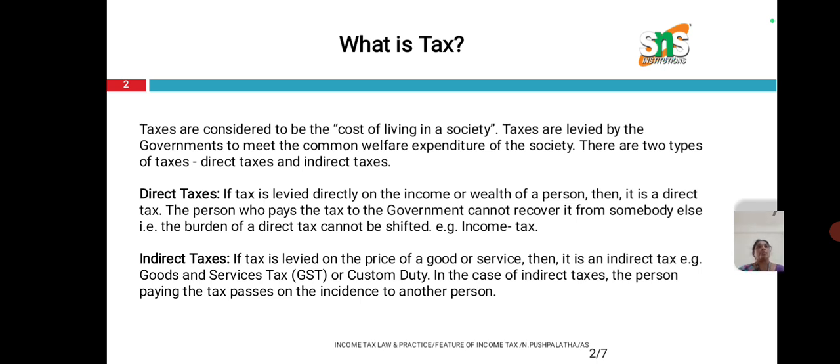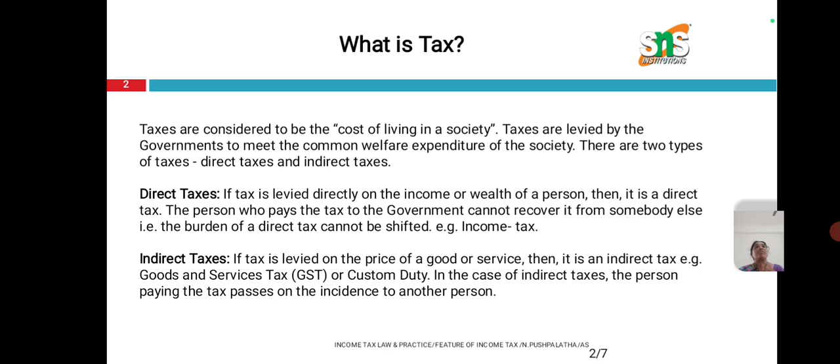Next one is proportional tax. Proportional tax is constant regardless of income. For example, corporate tax for domestic companies is a flat 25%. Small or big companies, the rate is the same. These are the points included in proportional tax.